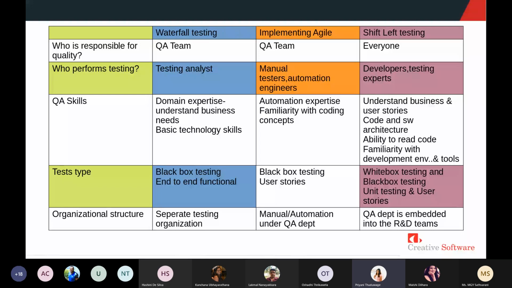So when we talk about performance testing, who is performing testing in waterfall? Normally testing analysts. And in implementing agile, they include automation engineers also. But we can see in shift left testing, manual testers are replaced, and developers and testing experts are performing testing in shift left testing.